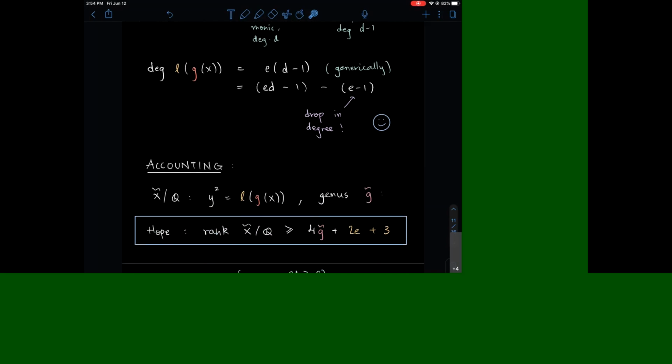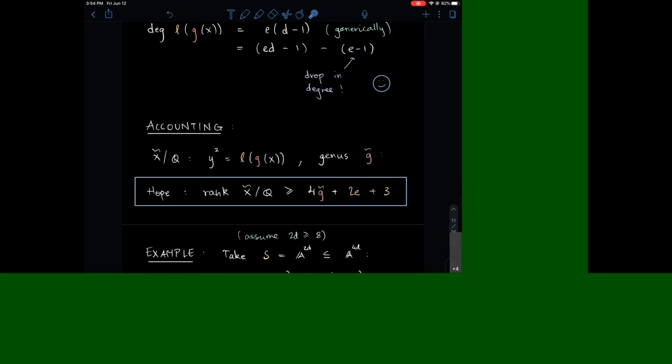So just to do some accounting, this is the curve we have. I'm going to denote it as x tilde, and I'm going to denote its genus by g tilde. What we expect, if the rank hasn't dropped, is this lower bound on rank, which is 4g tilde plus 2e plus 3. So for instance, if you take e equals 1, we get 4g tilde plus 5, which is like the baseline lower bound on rank. And so let's see what happens when we take e equals 2.